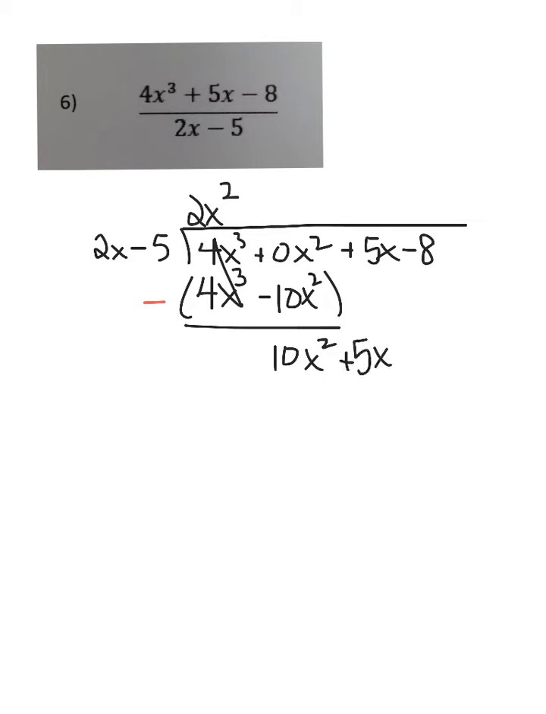All right, so I am now going to multiply by a positive 5x. And when I distribute that, I'm going to get 10x squared, and then minus 25x.